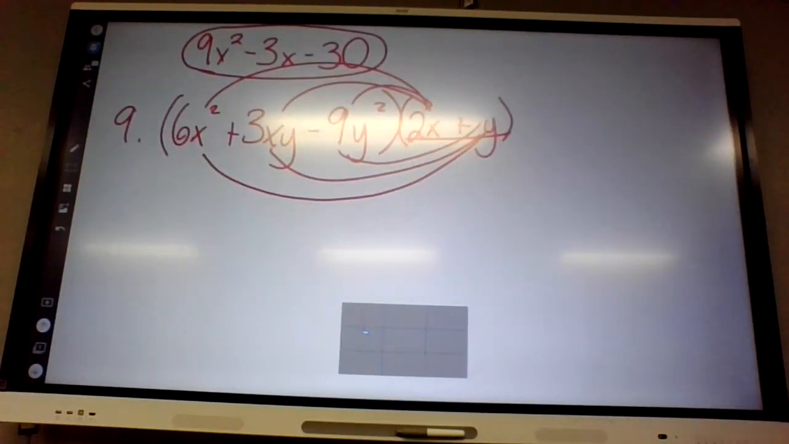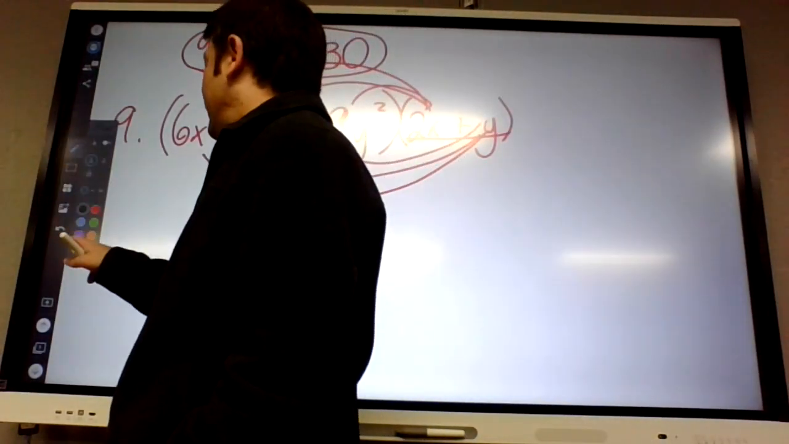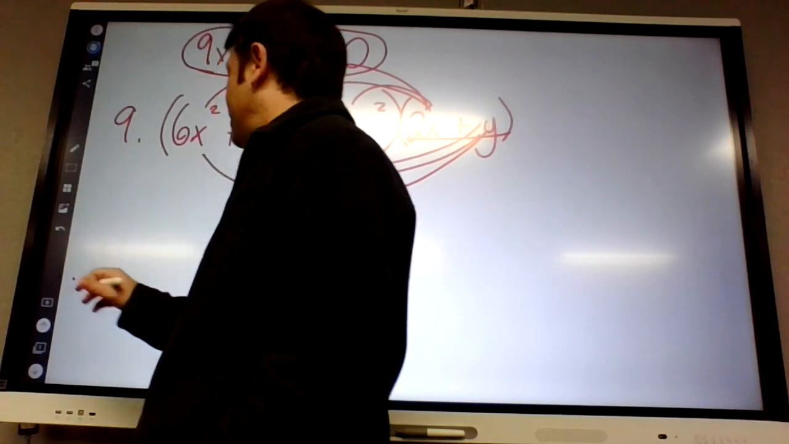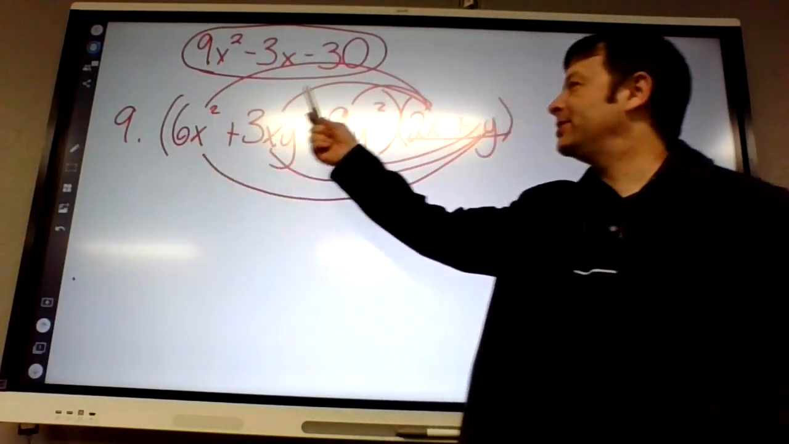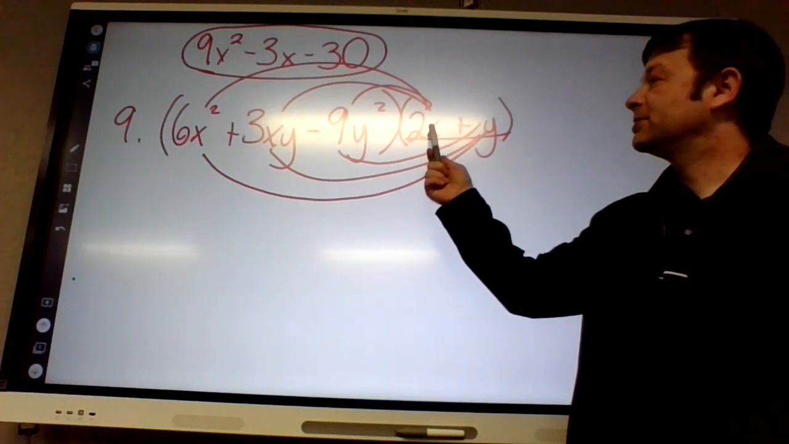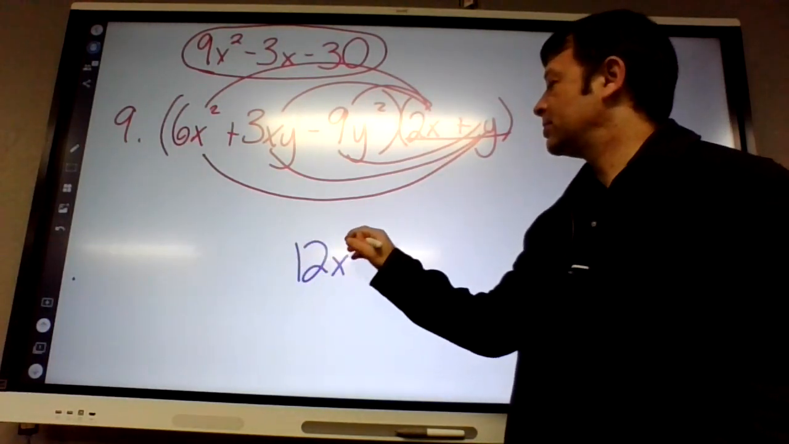I'm also going to write my answer in a special way. You don't have to use the exact same tricks I am, but this is my advice, okay? So 6x squared times 2x is 12x cubed.